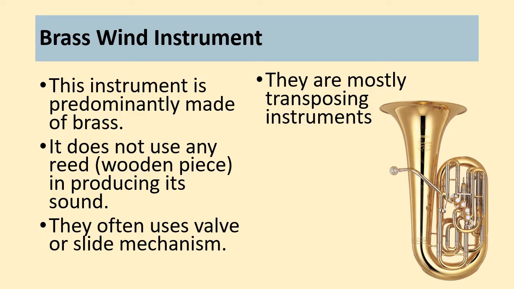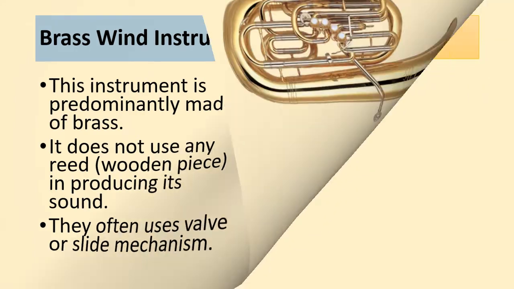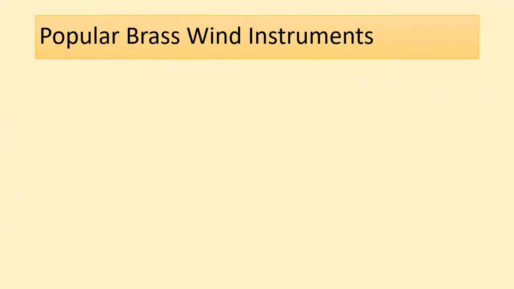Now we want to look at some of the popular brass wind instruments, and let's identify some of the features we just mentioned in the instrument we have on the screen. That is a euphonium. You can see that the euphonium is a brass wind instrument. It has valves. You use the valves to get the notes for the sound to come out of the instrument. And it's not only the euphonium that is in this category. Now let's look at others.